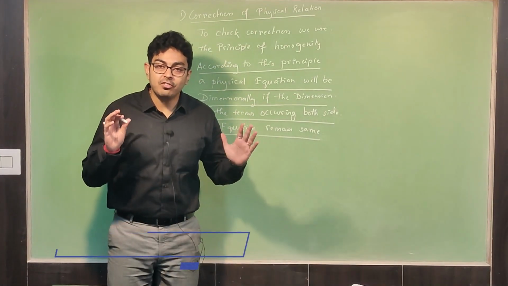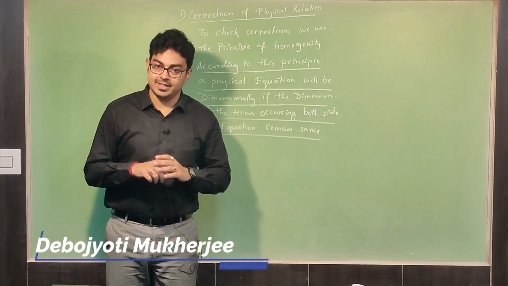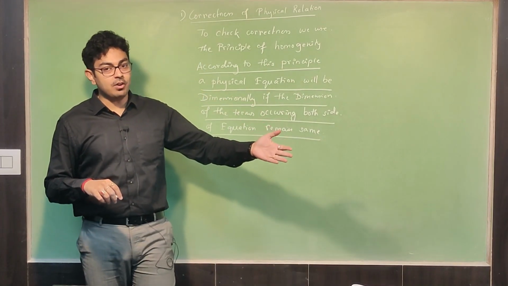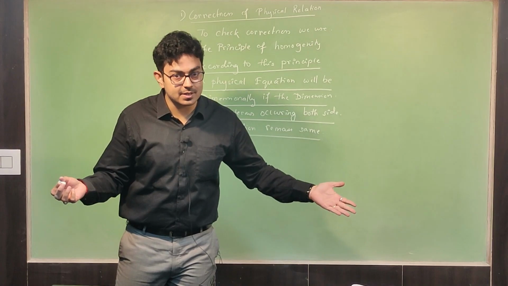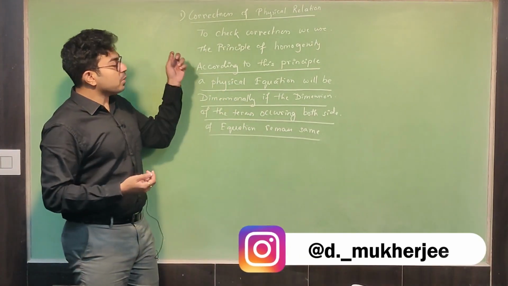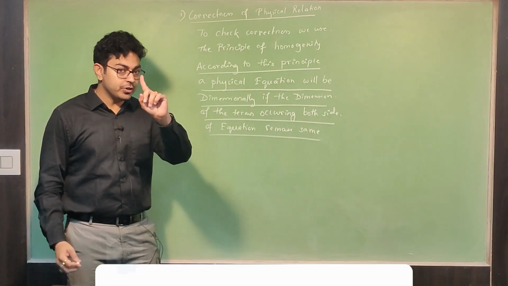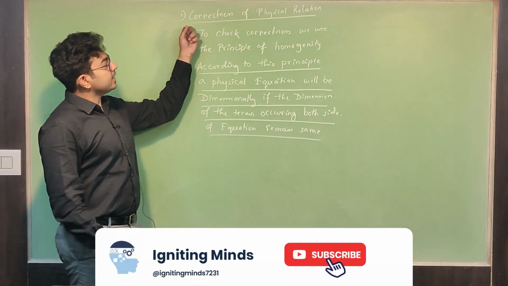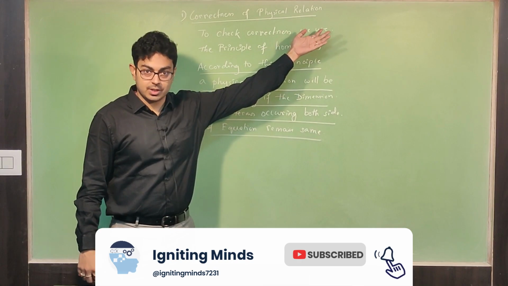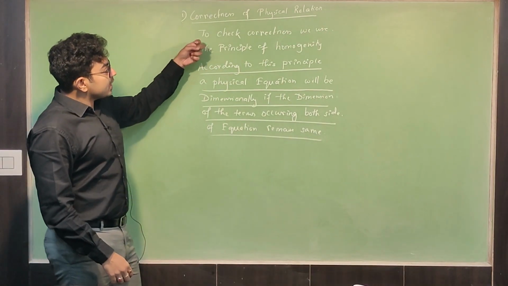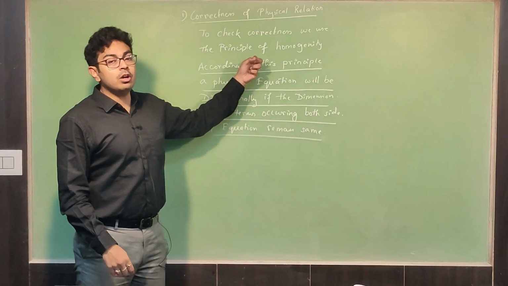Now we have understood dimensional analysis, right? We can also find out the dimensions of different physical quantities. Now we have to understand the benefits of dimensional analysis. The first benefit is the correctness of physical relation. What is the correctness of physical relation? To check correctness, we use the principle of homogeneity.